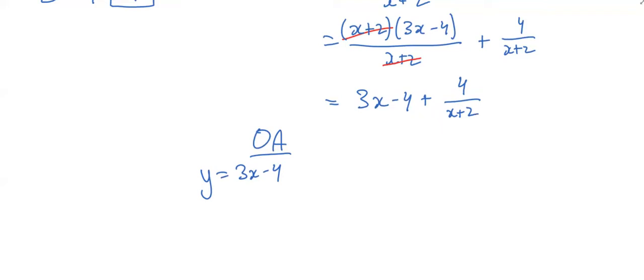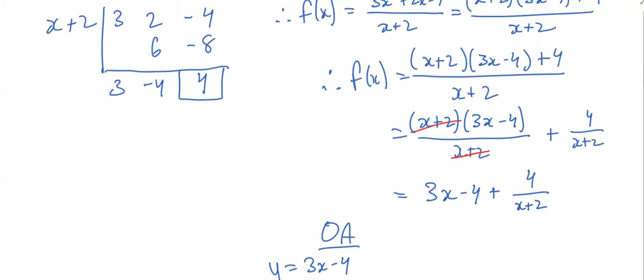What happens if x was -2? What would happen if x was -2?